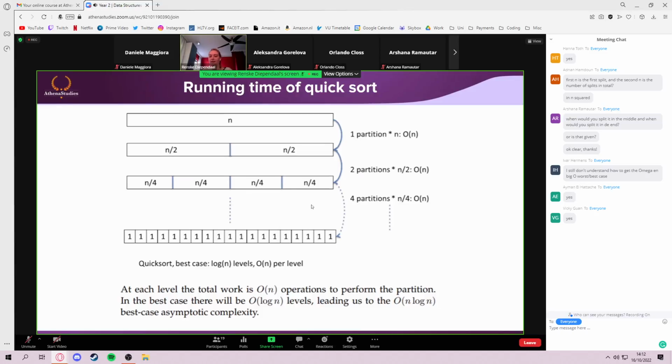Right, so then you get log n levels that you have, and for each level that you have, you need to do n operations. So you get n times log n, and this is kind of the best case because we split them in the middle. So you get log n levels.